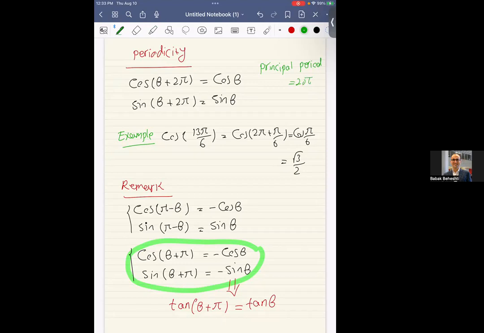Okay. But the principal period for tangent is pi. I will explain why it's called principal period.